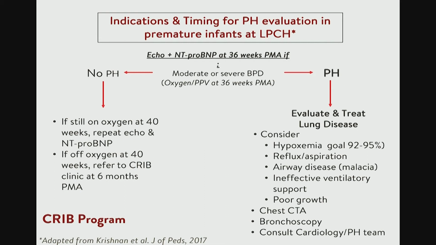On the right, for infants who meet criteria for pH, the focus is again on evaluating and treating lung disease, going through the other phenotypes that we've just outlined, and often getting to other diagnostic measures like CTA, which can also identify other areas of pulmonary vascular disease like pulmonary vein stenosis, and maybe a step prior to going to cardiac catheterization.